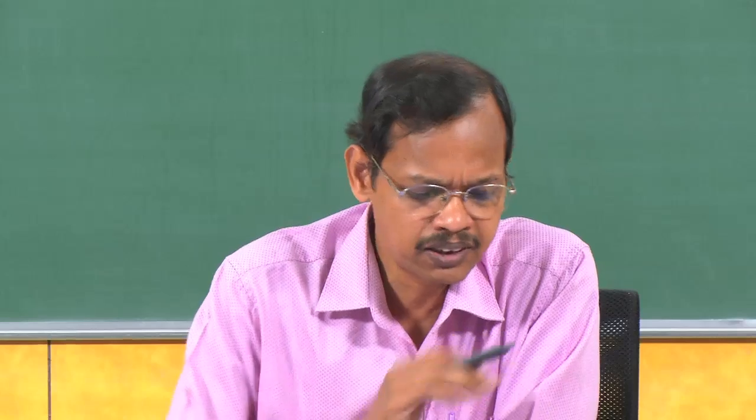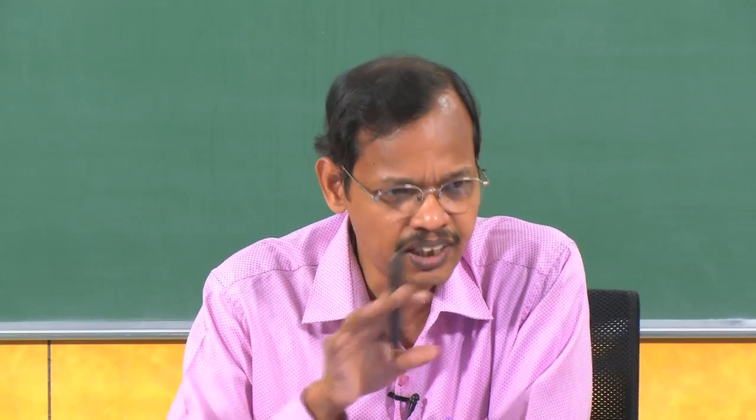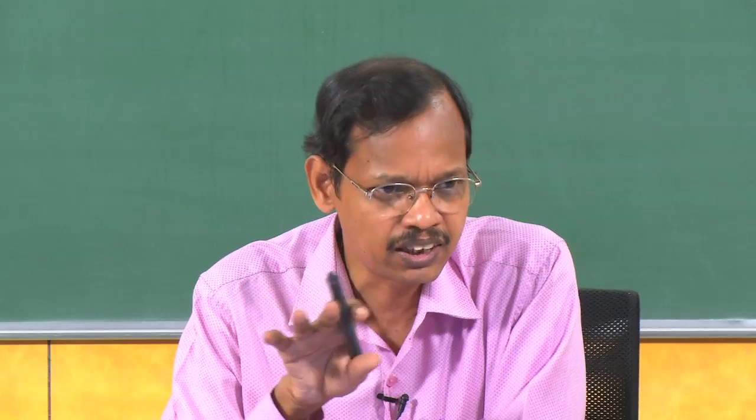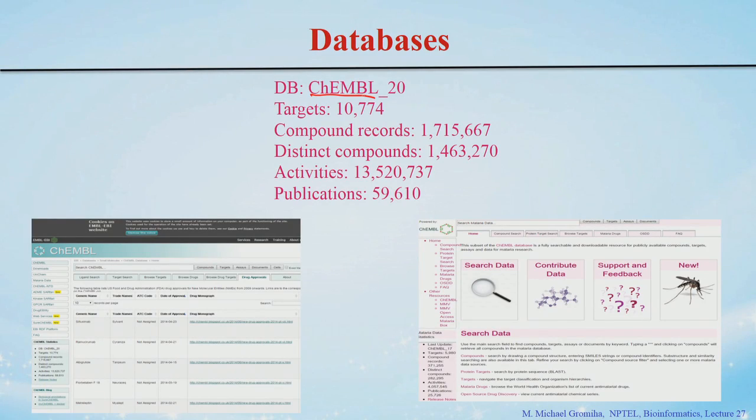As I mentioned earlier, there are several databases which contain the record of the ligands, and some of them with the affinity data or the inhibitor constant data. For example, ChEMBL has more than 10,000 targets, and more than 1 million target records. Also, they have 13 million activities. They did a detailed literature search because they include about 60,000 publications in the database.